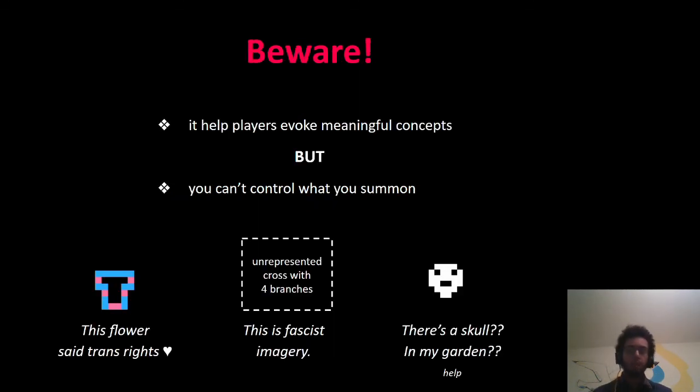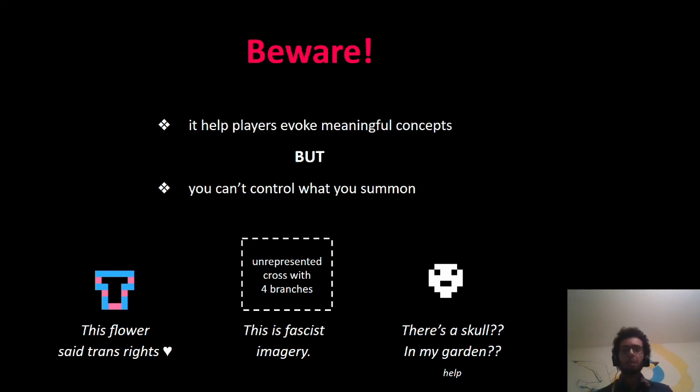But you must be cautious, because it's very cool to be able to evoke meaningful concepts to a player, and they can be very powerful, but you cannot control them. They can be very positive, like for instance, these flowers that are shaped like the letter T, and are blue and pink, which I give myself the meaning of trans rights activism. And it's very positive and it's very strong. It's embedded in the real world.